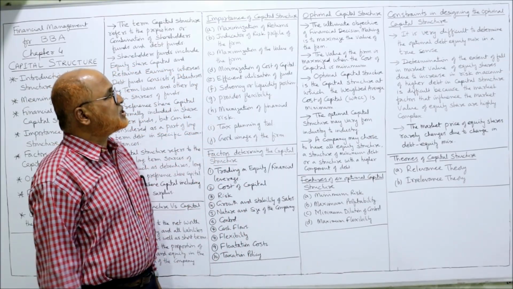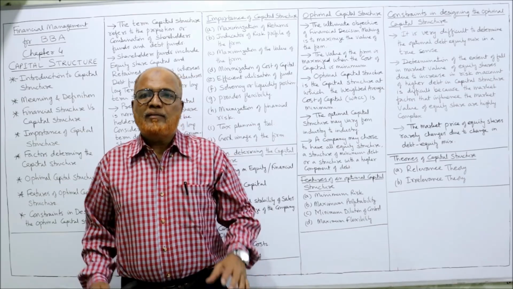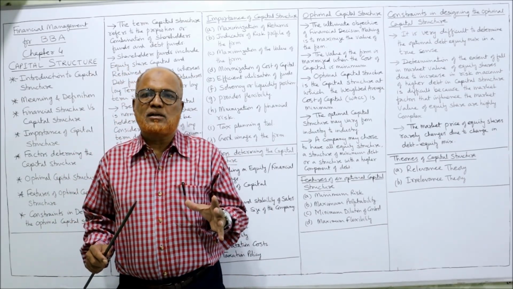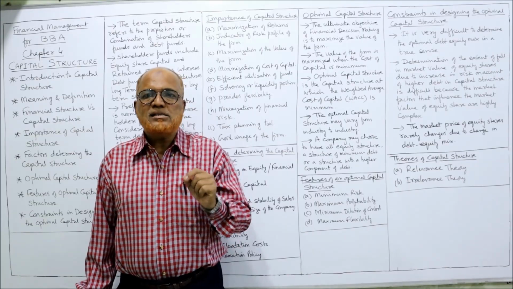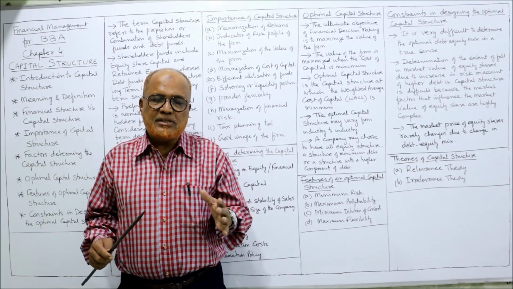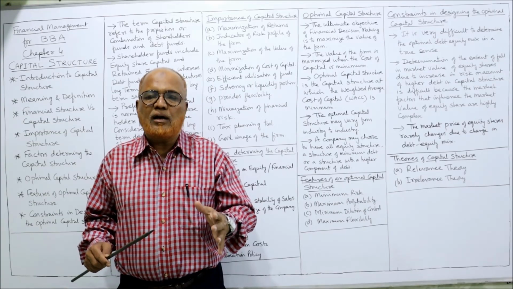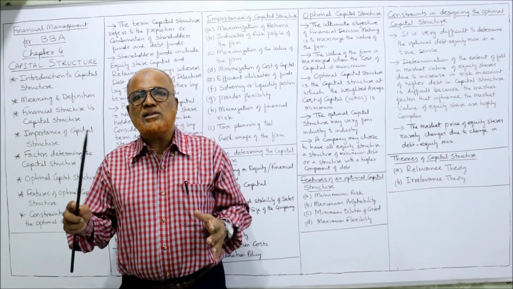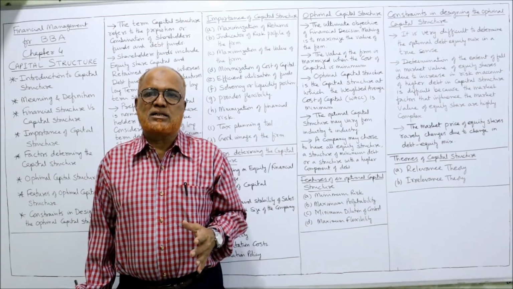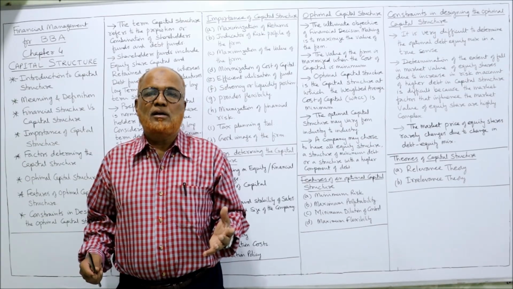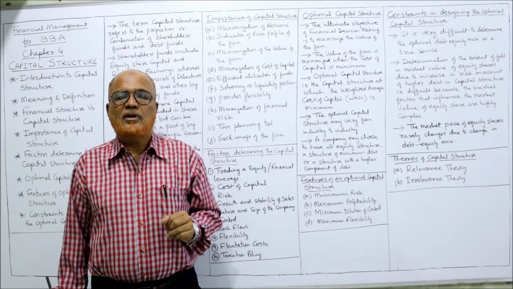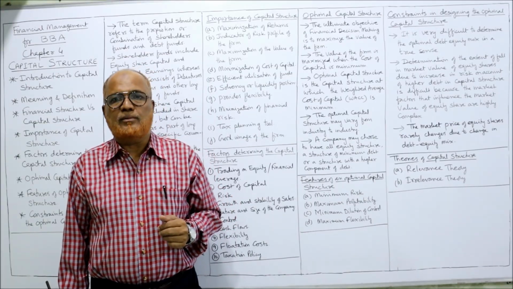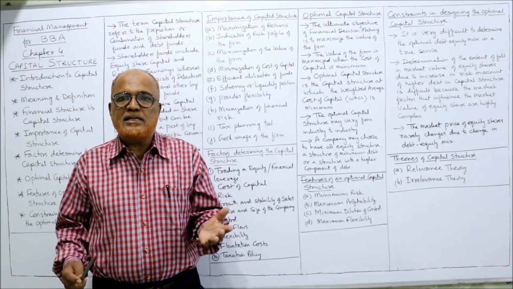Secondly, indicators of risk profile of the firm. The capital structure shows the risk. The risky capital is the borrowed fund. Why is it risky? Because whether the business earns profit or incurs loss, the business has to pay interest on debt. That's why it is risky. So if a business has more debt content, it shows that it is more risky. Less debt content, less risky.